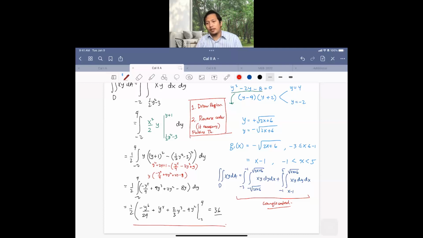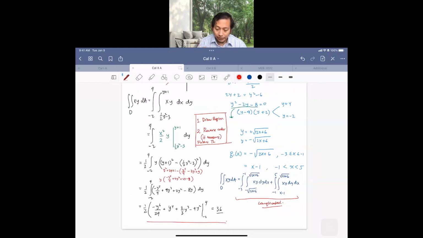Okay, another important thing in this part is how to change the order of integrations. What should be our concern? That's raising a few questions.